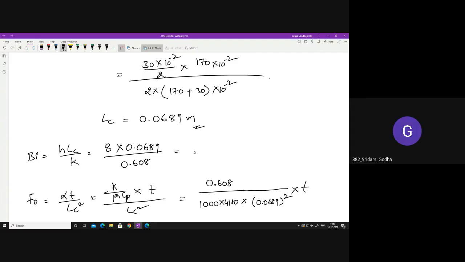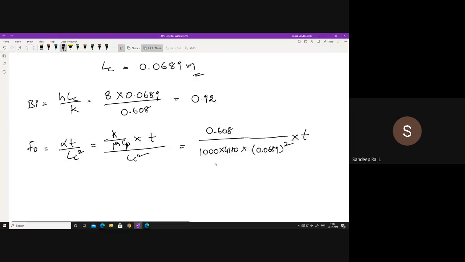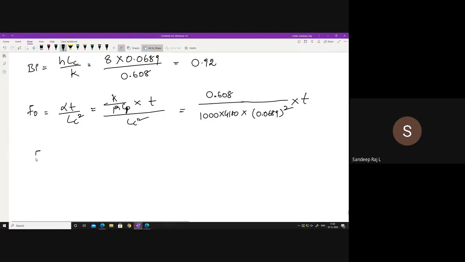0.9, huh? Yeah, 0.92. The Fourier value is something into T. What is that something, you tell me. 3.064 into 10 to the power of minus 5. Sir, Biot is greater than 0.1. I'll discuss that. 3.064 into 10 to the power of minus 5 into T.